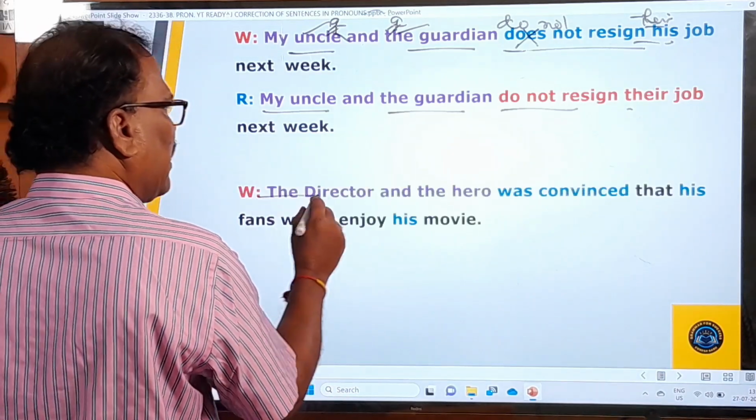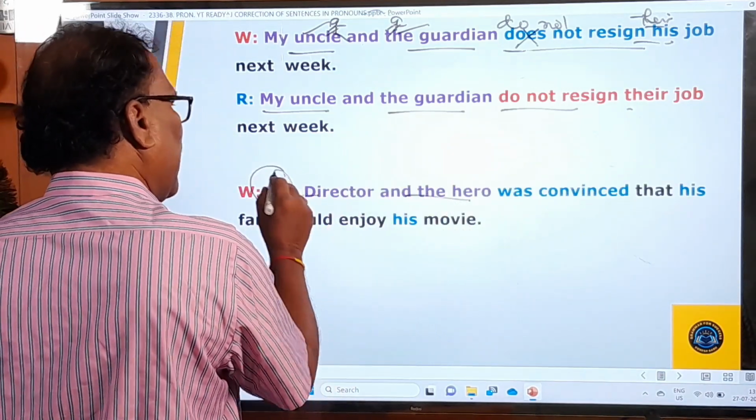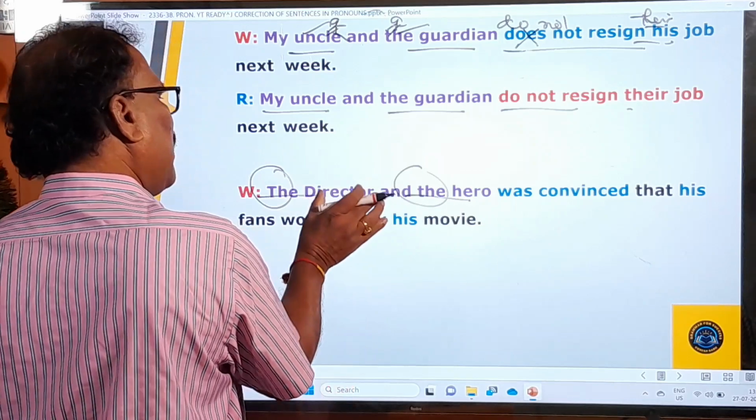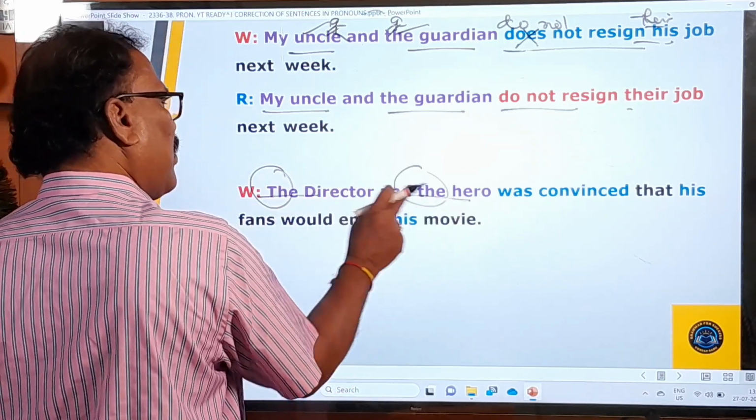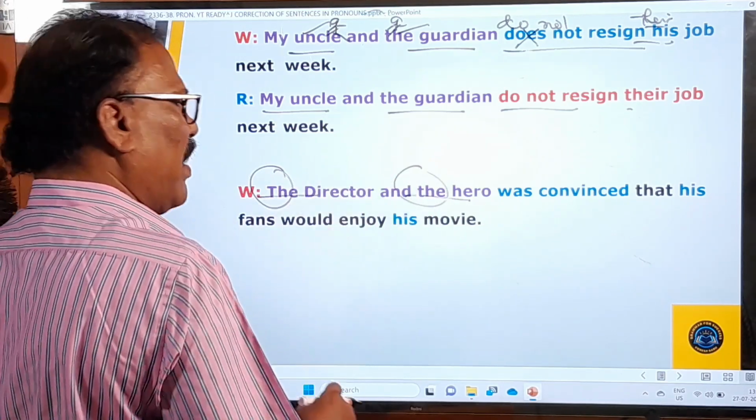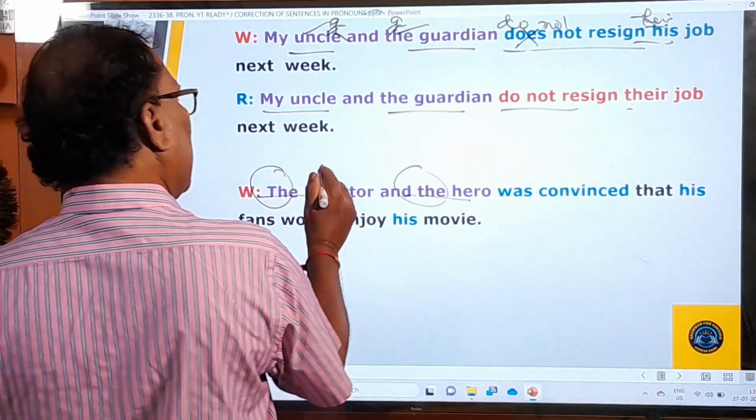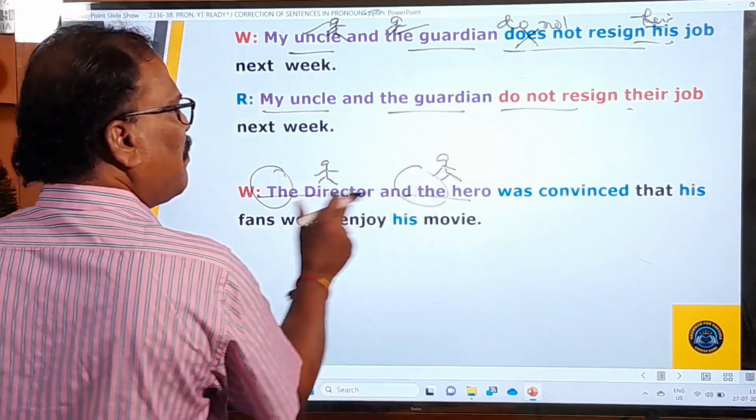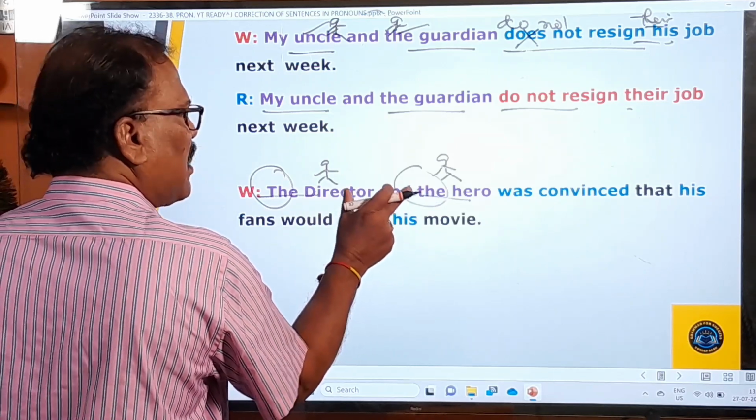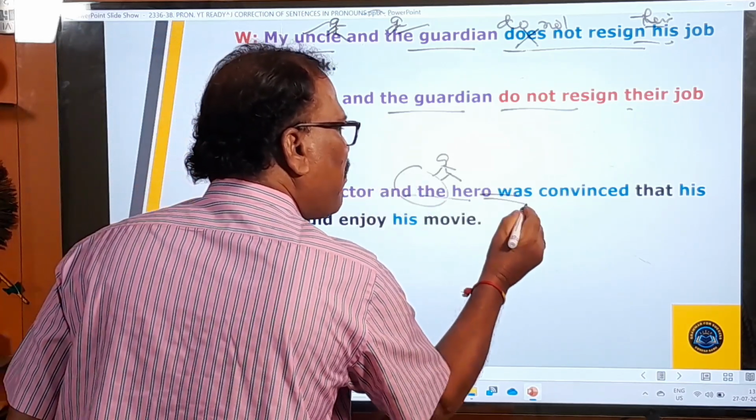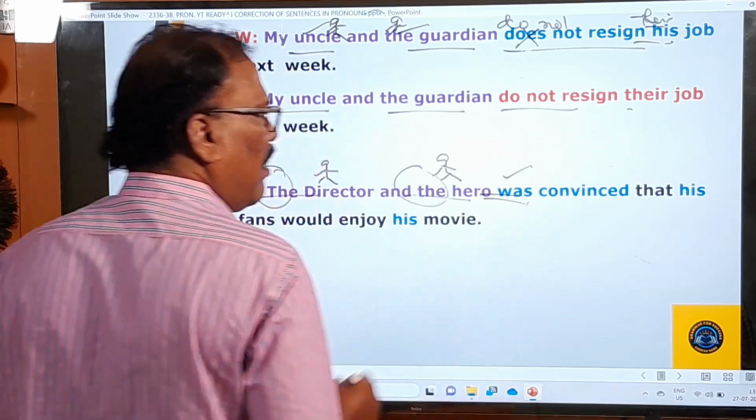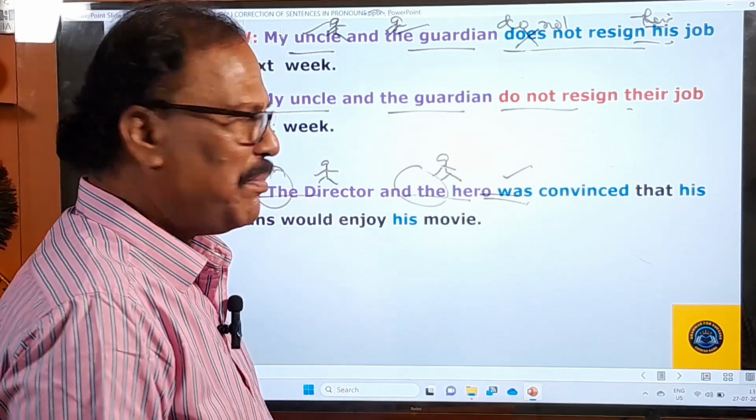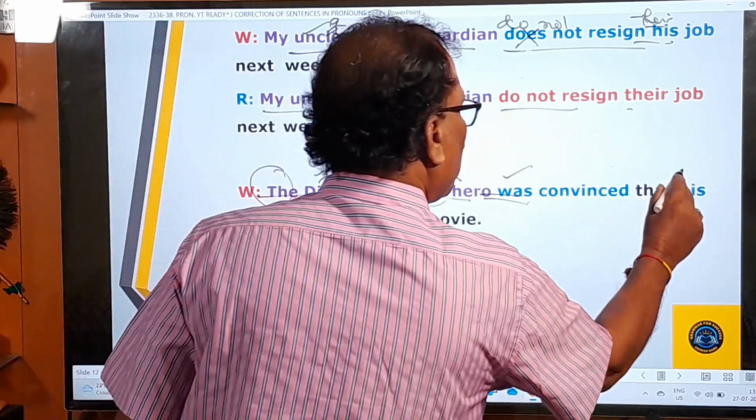Okay, and the director and the hero. So here the director, the hero. When there are two separate persons, the definite article must be used before each one, each noun. That's why the director is separate and the hero is separate. Two persons are there. Two persons means plural subject, and a plural subject means a plural verb must be there. But here only a singular verb is given, and a singular pronoun also is given.